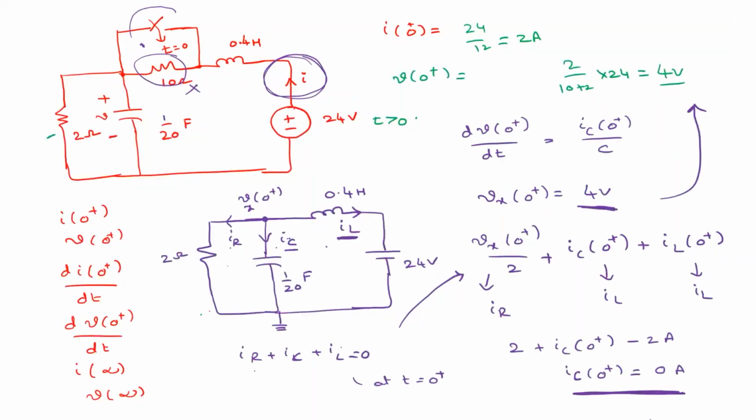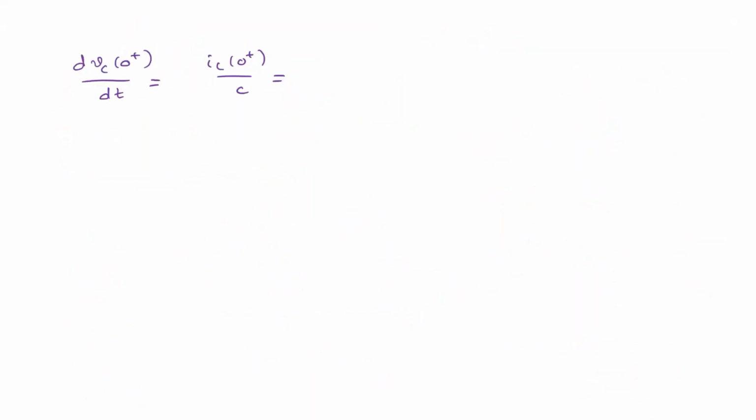So now what is dVc of 0 plus by dt? It is equal to IC of 0 plus by C. What is IC of 0 plus? 0. So obviously this is 0 volts per second, right? Understood. So the next thing is dIL of 0 plus by dt. This is equal to VL by L. How do we calculate this one? It will be VL of 0 plus by L, agree? VL of 0 plus by L.